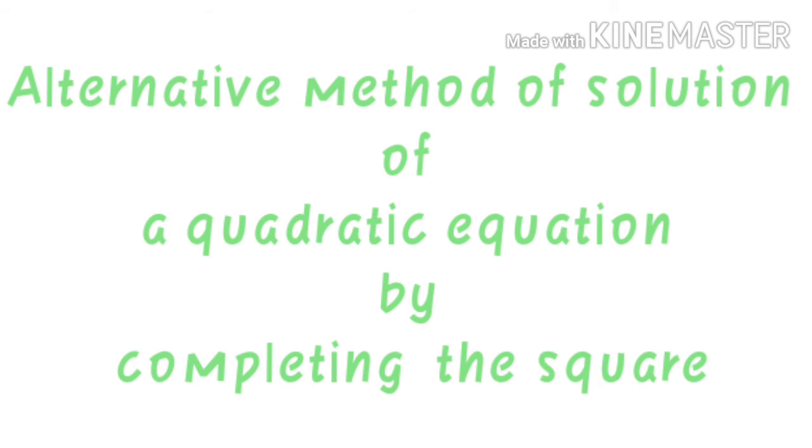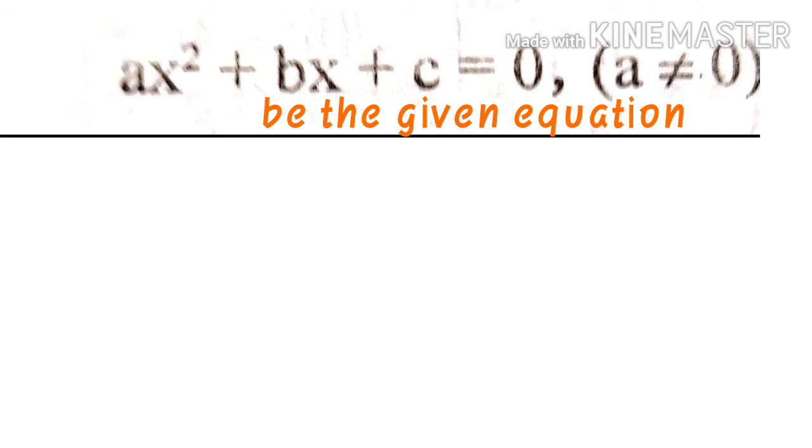Now let's discuss an alternative method of solving a quadratic equation by completing the square. Let ax² + bx + c = 0, where a, b, c are real numbers and a is not equal to 0, be the given equation. Transposing c to the right hand side, we have ax² + bx = -c. Now multiplying both sides by 4a, that is 4 times the coefficient of a, we have 4a(ax² + bx) = -4ac.